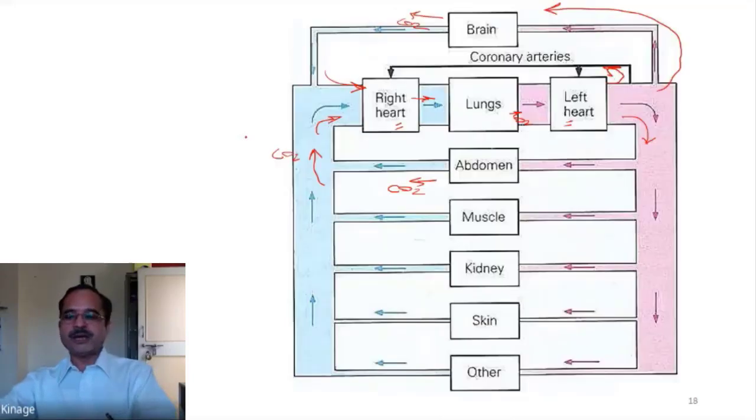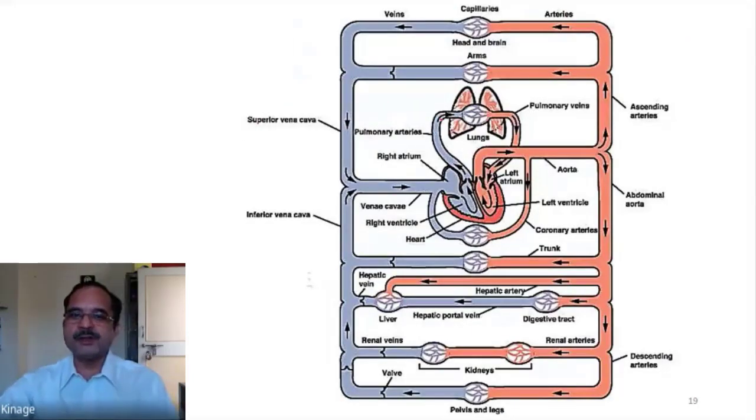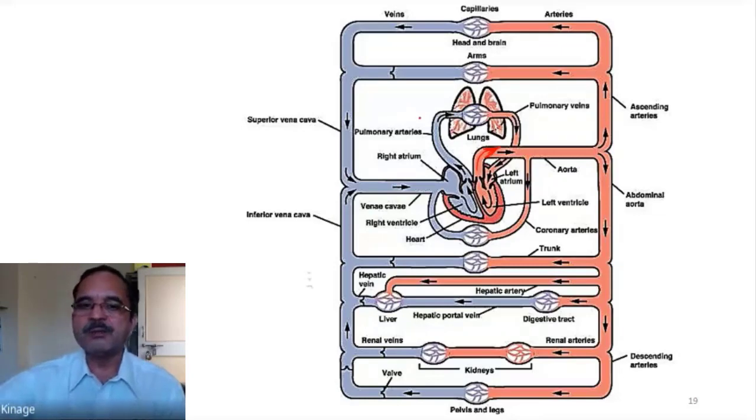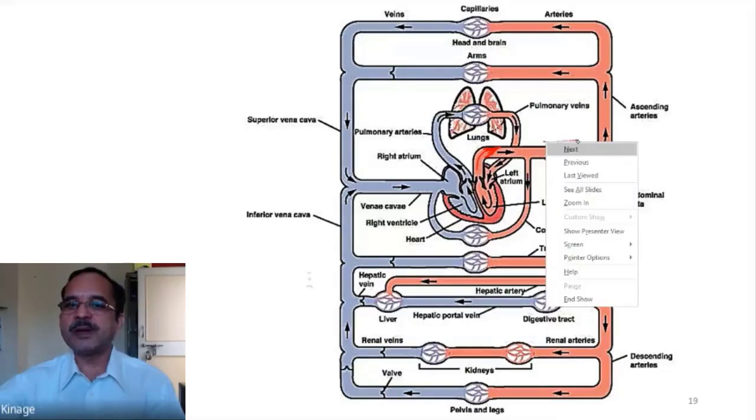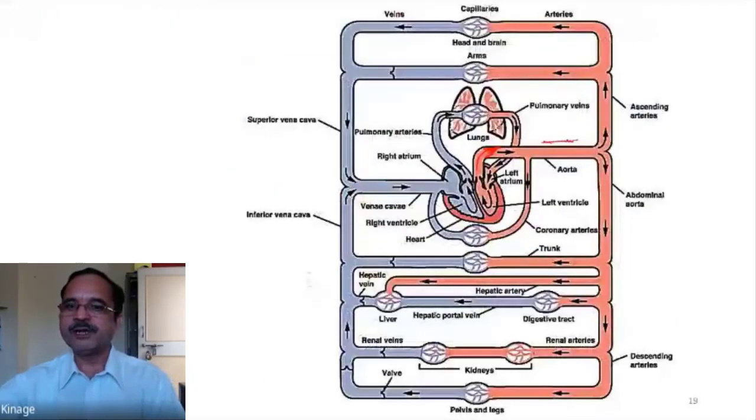So the same block diagram is now shown here with some more details. Let us start. The red color shows the oxygenated blood which comes outside of the heart, the left heart. The left heart requires more pressure to supply the blood to various parts of the body. So from the left heart, as we have seen earlier, it goes to various parts of the body.